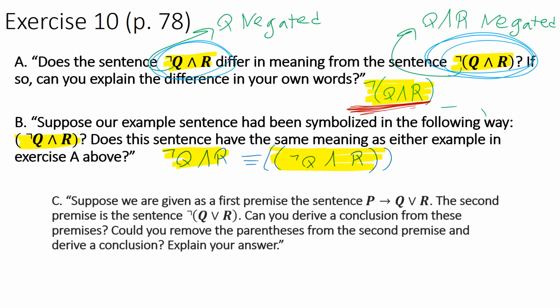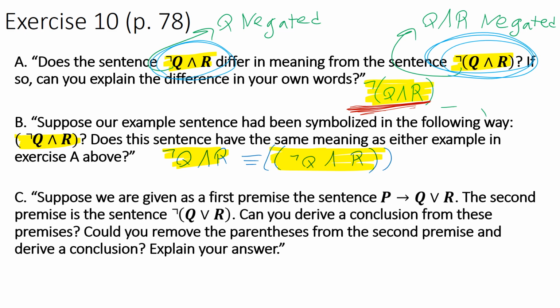So, all right, part C. Suppose we are given as a first premise the sentence, if P, then Q or R. The second premise of the sentence is not, parentheses, Q or R, close parentheses. Can you derive a conclusion from these premises? Could you remove the parentheses from the second premise and derive a conclusion? Explain your answer. Well, in the first part, we definitely have a modus tollens situation.